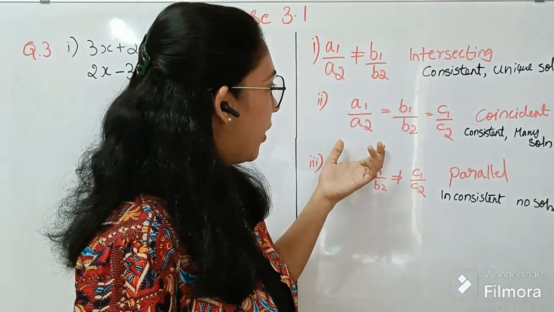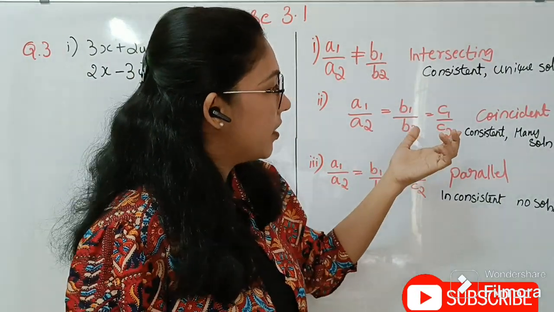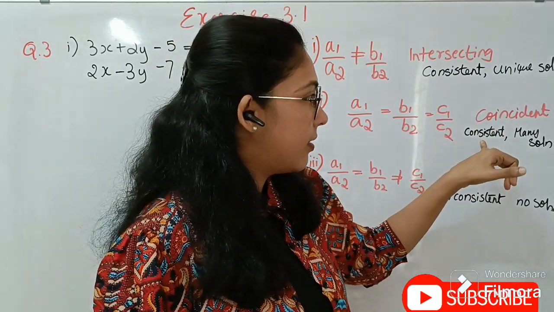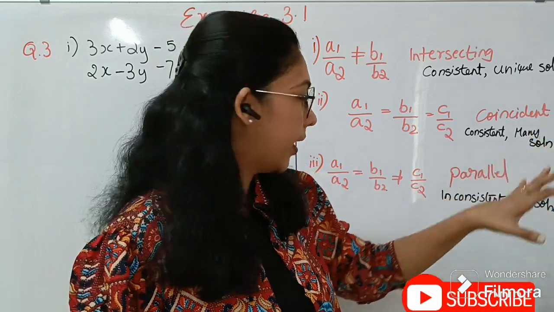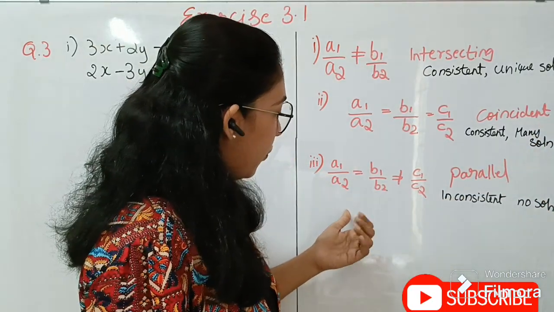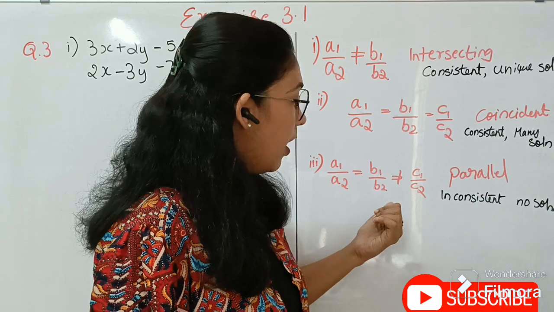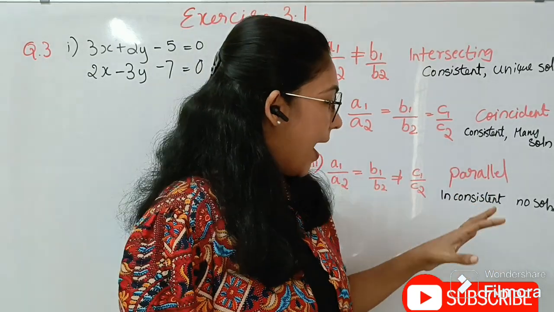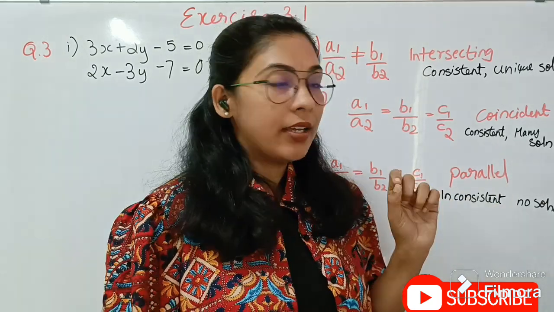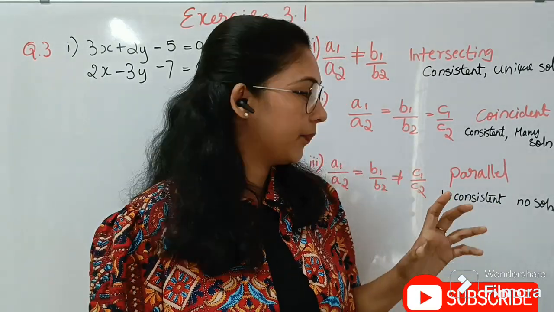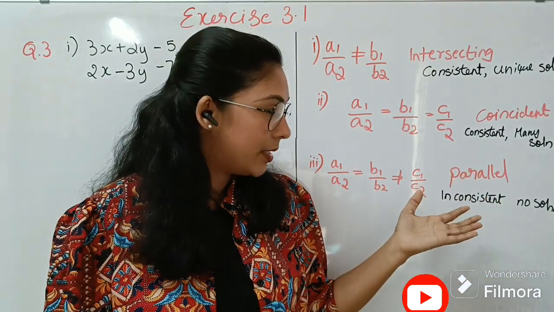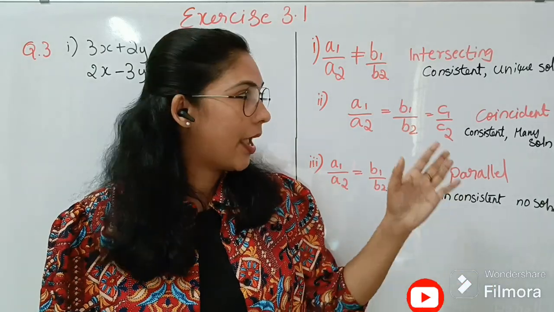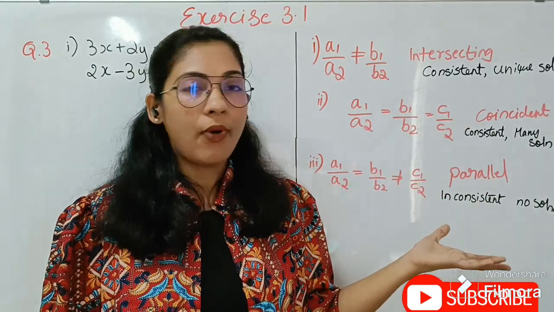Second one is a1 upon a2 is equal to b1 upon b2, which is equal to c1 upon c2, and the lines are coincident and it is consistent and it has many solutions. Okay, third one is a1 upon a2 is equal to b1 upon b2 but not equal to c1 upon c2. Then the lines are parallel and it is inconsistent and has no solution. If the lines are parallel, then it is said to be inconsistent and has no solution. So these are important points, and study all of them very well.